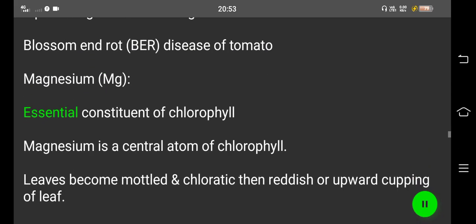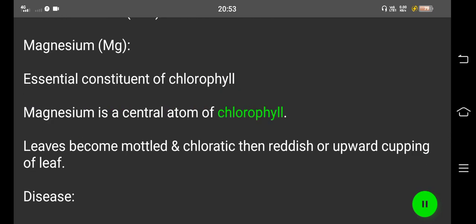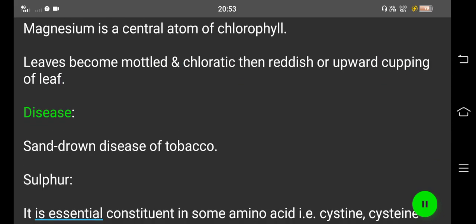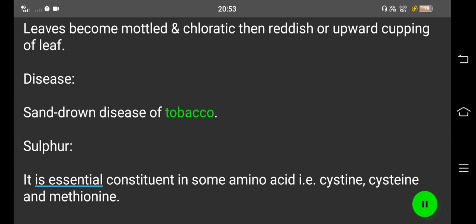Magnesium, Mg. Essential constituent of chlorophyll. Magnesium is the central atom of chlorophyll. Leaves become mottled and chlorotic, then reddish, or show upward cupping of the leaf. Disease: sand drown, a disease of tobacco.